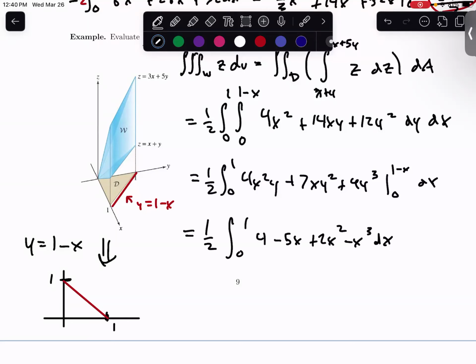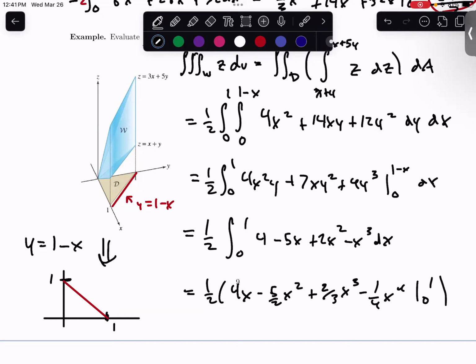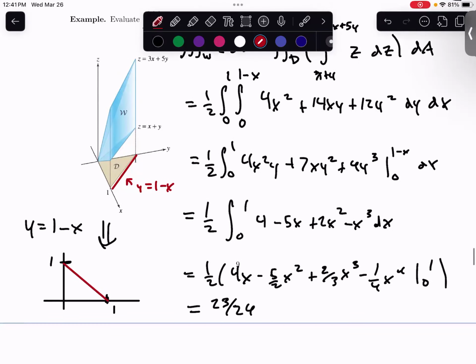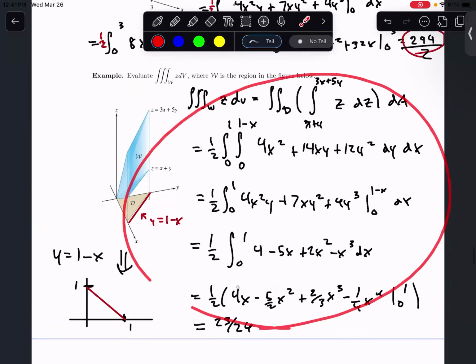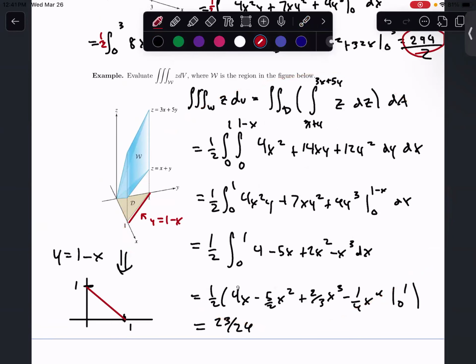And then you integrate this thing with respect to x. This is 1/2 of 4x minus 5 over 2 x squared plus 2 over 3 times x cubed minus 1 over 4 x to the 4th power, evaluated from 0 to 1. And so you end up getting, I had 23 over 12 written here, but maybe it should be 23 over 24 instead. I don't know. I should have reworked this before I did the lecture, but what matters is the steps and the principles. So it might be off by a constant. I'll check through after class to make sure.